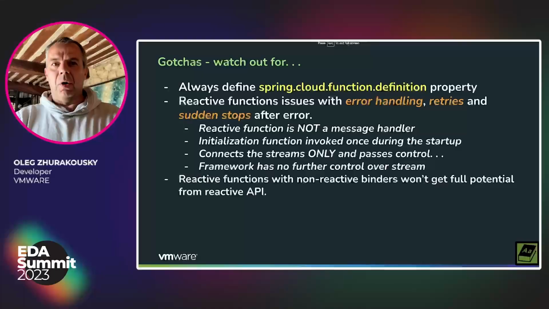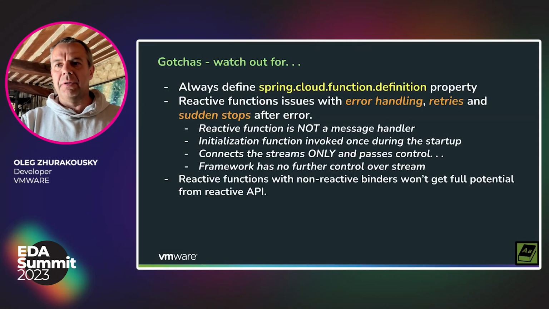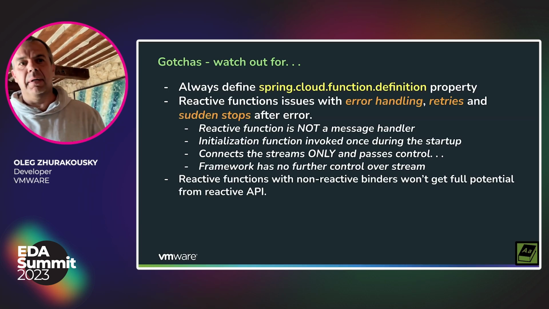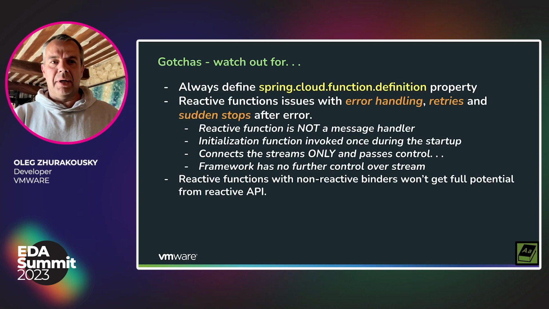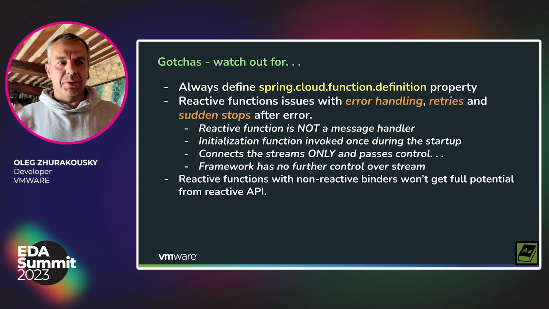So with that, I believe I'm out of time, and quite frankly, I have finished. There are a couple of gotchas that I wanted to quickly show you. I'm going to share the slide deck. Always define the spring.cloud.function.definition property, even though for simple demos it's not required. Reactive function issue with error handling, retries, and sudden stops is often asked and well documented. A reactive function is not a message handler, so it's an initialization function invoked only once at the beginning and connects to streams. That's it, so we have no control over it. And again, reactive functions with non-reactive binders like Solace, Kafka, Rabbit don't bring you the full feature of the reactive API. So be careful when you use those types of abstractions.